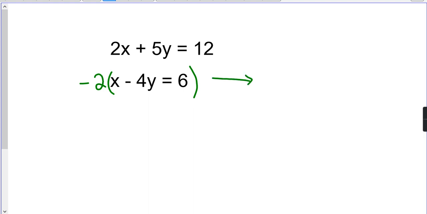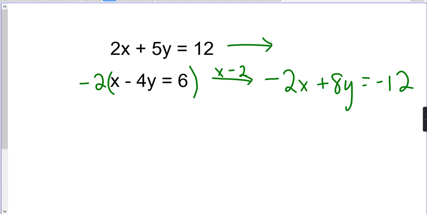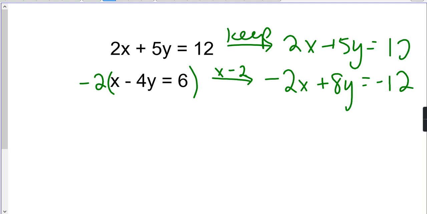So let me rewrite this by multiplying by -2. So I have -2x plus 8y equals -12, and I will just keep the top equation. Because if I only had to do one multiplication, I already got a zero pair. No reason to do extra work and multiply both equations, right? I just need to multiply one. So here I have 2x plus 5y is equal to 12.